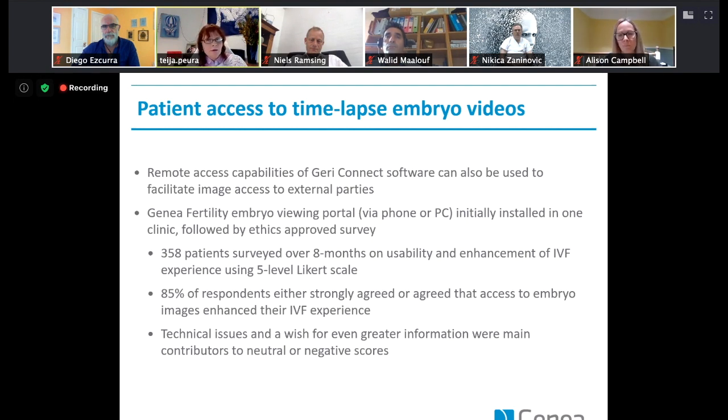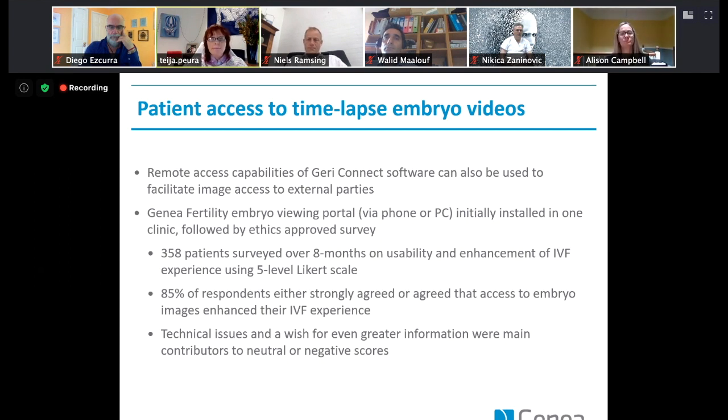Initially it was installed only in one clinic because there were some concerns whether that would actually stress patients rather than bring them peace of mind. Hence there was a survey of the patients in that one clinic after it had been used for a while. And happily, the vast majority of the patients agreed that it improved their IVF experience. It gave them more of a feeling of control and allowed them to share their journey with their partner.